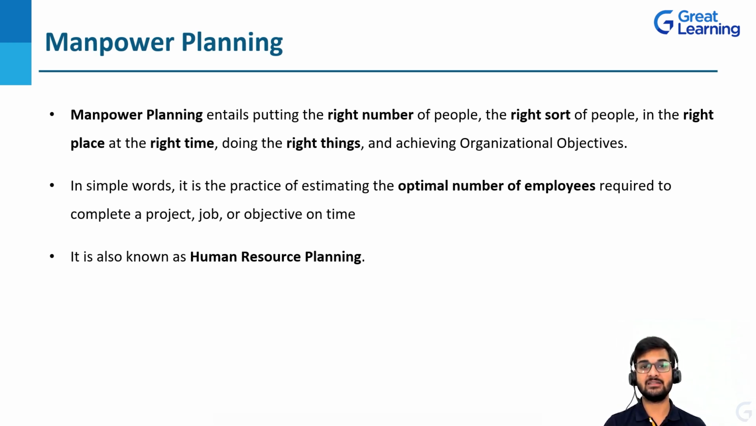So this entire evaluation is nothing but your manpower planning, to estimate the optimal number of people required to do a particular project, to meet a particular goal, to do a particular type of task within the organization. Since it is nothing but planning the human resources, that is, the optimal number of humans required to do a task, it is also known as human resource planning, HR planning.